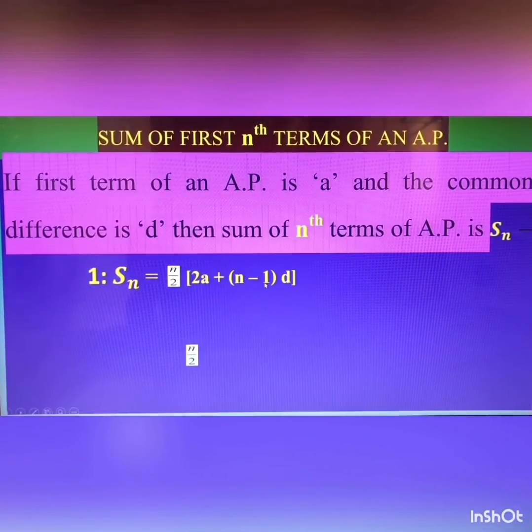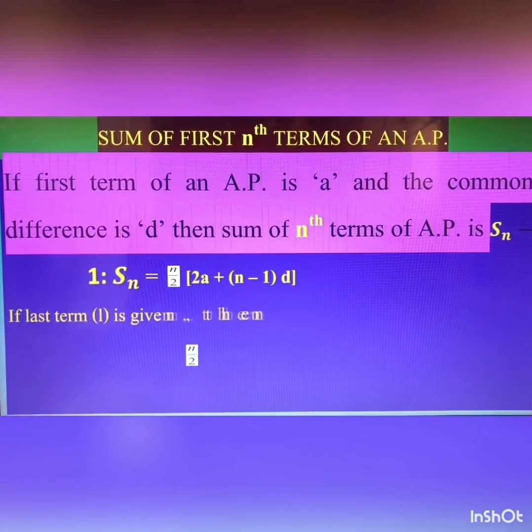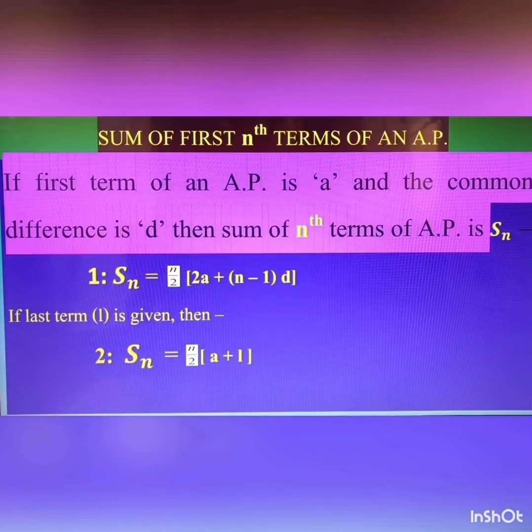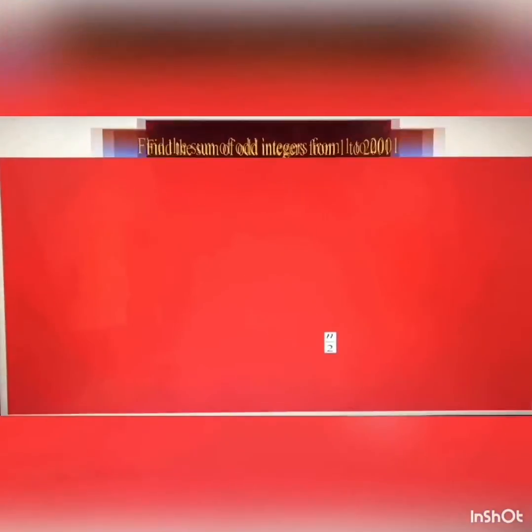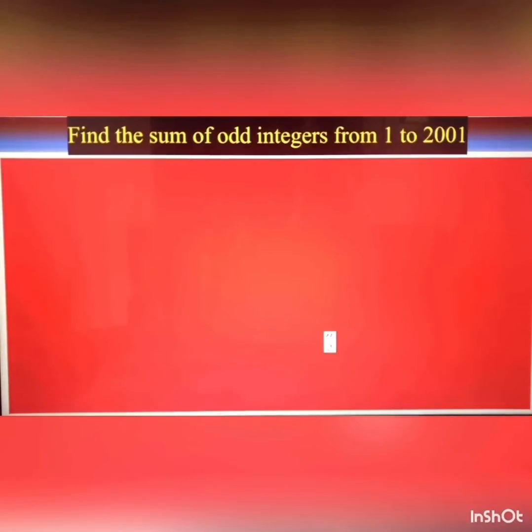But if the last term is given, then we will use the shortcut formula, that is Sn equal to n by 2 multiplied into (A plus L). If the last term is given, then we can apply this formula, n by 2 into (A plus L), where L is the last term. So let us understand it with an example of the application of the sum of n terms of an AP.